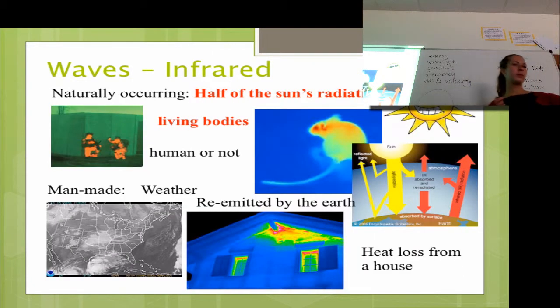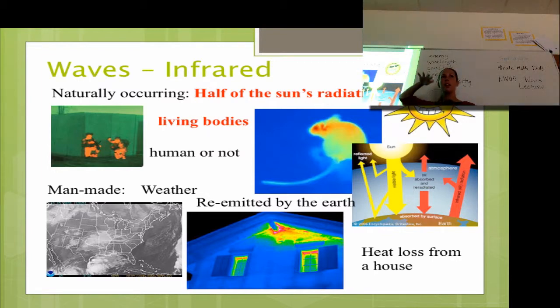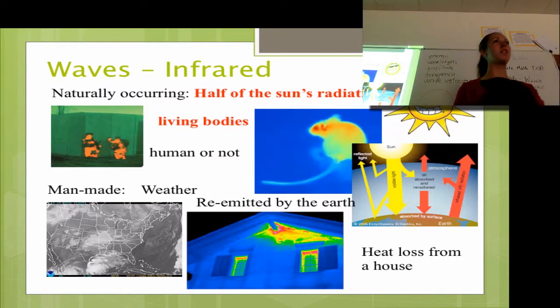Focus, people. Infrared waves, the next smallest. Half of the sun's radiation is infrared. So half of the sun's radiation that comes down to Earth, we can't see. I don't know how much you guys know about the greenhouse effect, but infrared is a lot of what's trapped in our atmosphere that makes the Earth warm and livable.